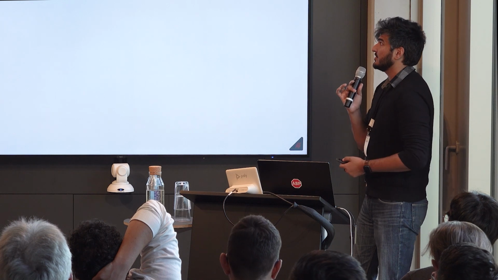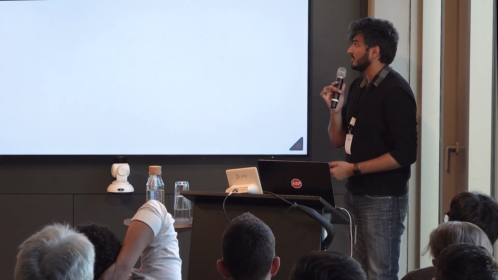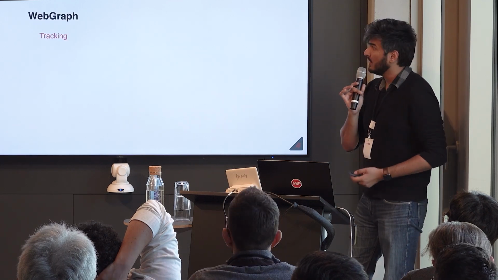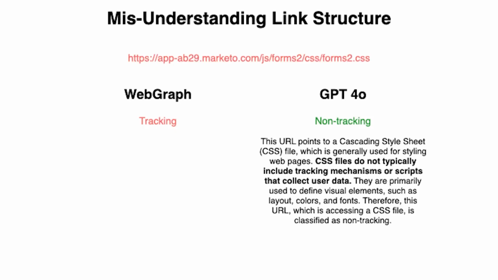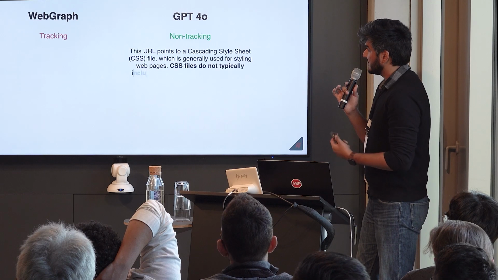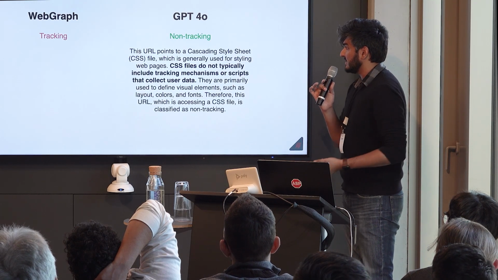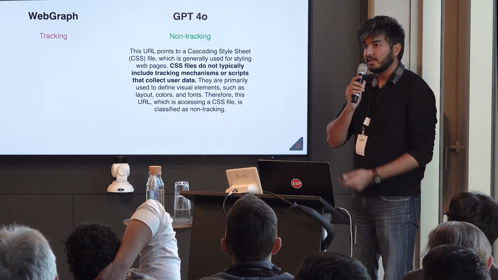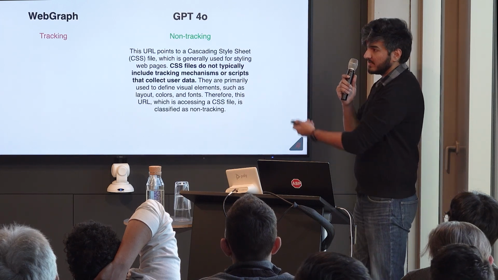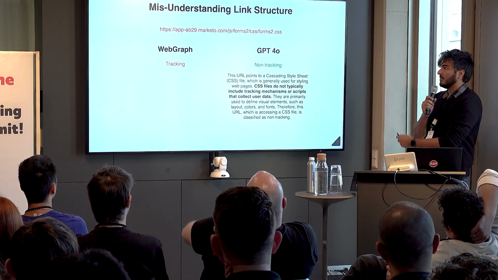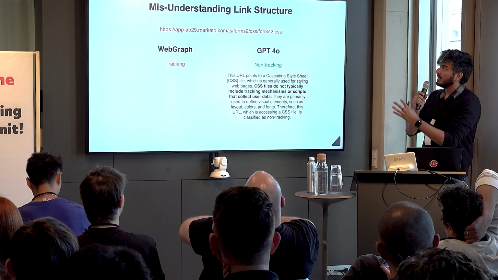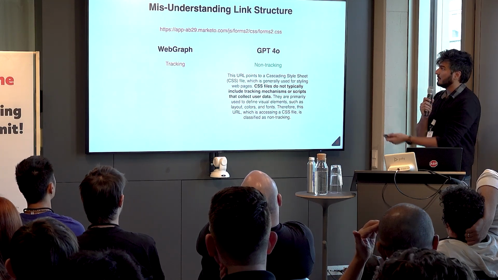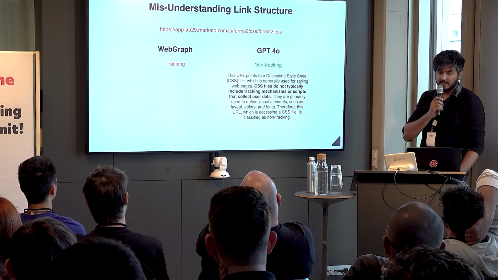Again, following the similar structure, this can also result in some misunderstanding on GPT-4o's part as well, where this is another URL which is loading a CSS file. WebGraph considered that as tracking. GPT-4o considered it as non-tracking, but the reason was that this is only loading a CSS file, and CSS files cannot include tracking mechanisms or scripts that collect user data. An important point to note here is that WebGraph had additional context here, which was the interaction graph of the whole web page. So it was able to understand that this can contain other information such as cookie values, headers, additional stuff, which could be used for tracking. But GPT-4o, obviously, based on just the URL, was unaware of this.